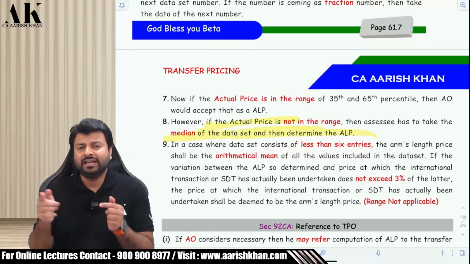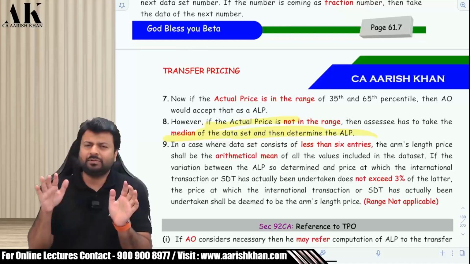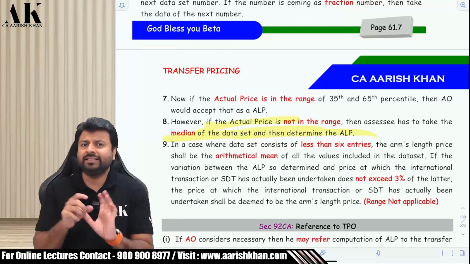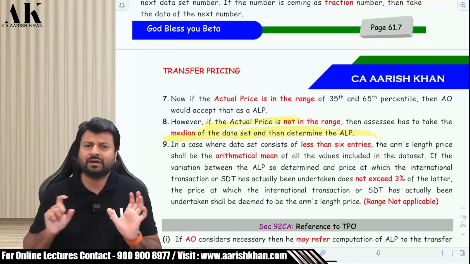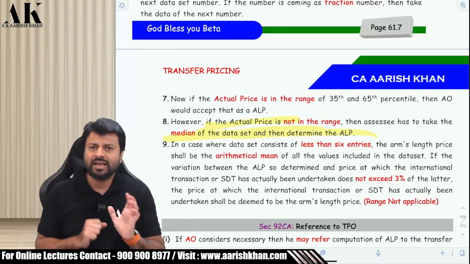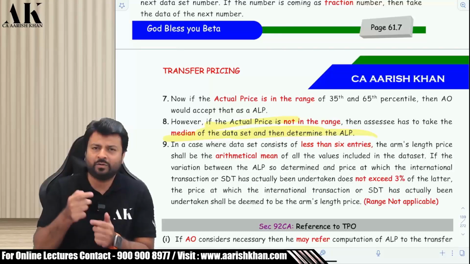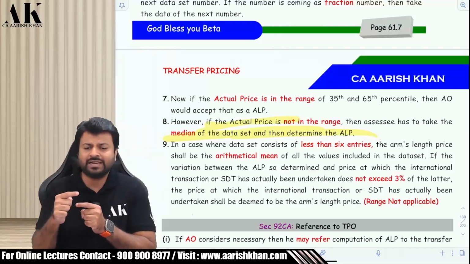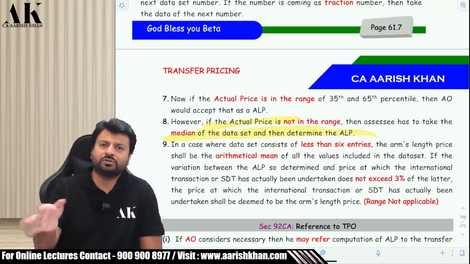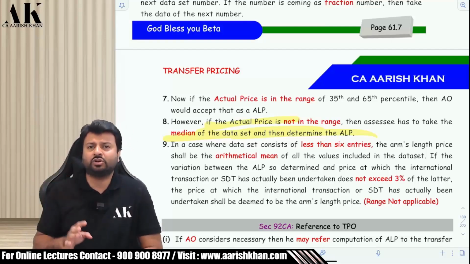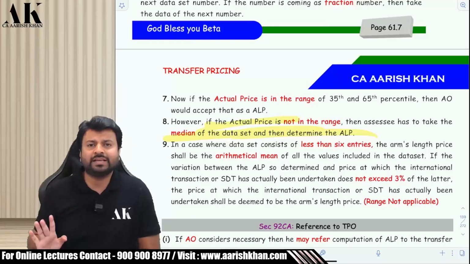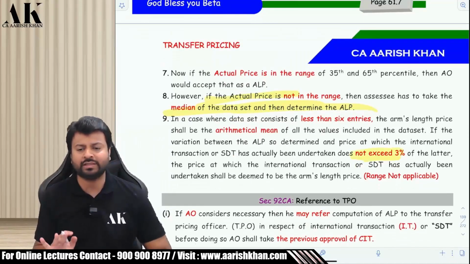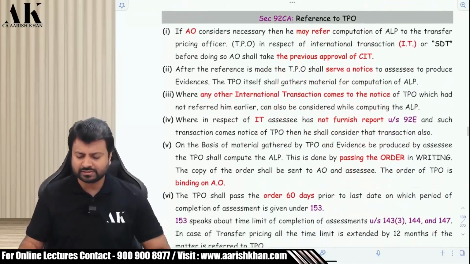Suppose, for example, there are only 5 entries, so I cannot follow the range concept, then I have to take the arithmetic mean, and the arithmetic mean of the 5 items comes to, say, 103 rupees, and your actual transaction price is 102 rupees. Now the difference between the two is not more than 3%, and in that case you are not supposed to apply the arm's length price. You are supposed to follow the original price at which you did the transaction. So you have to check this 3% criteria, which is very important. So this is what the range concept is all about.